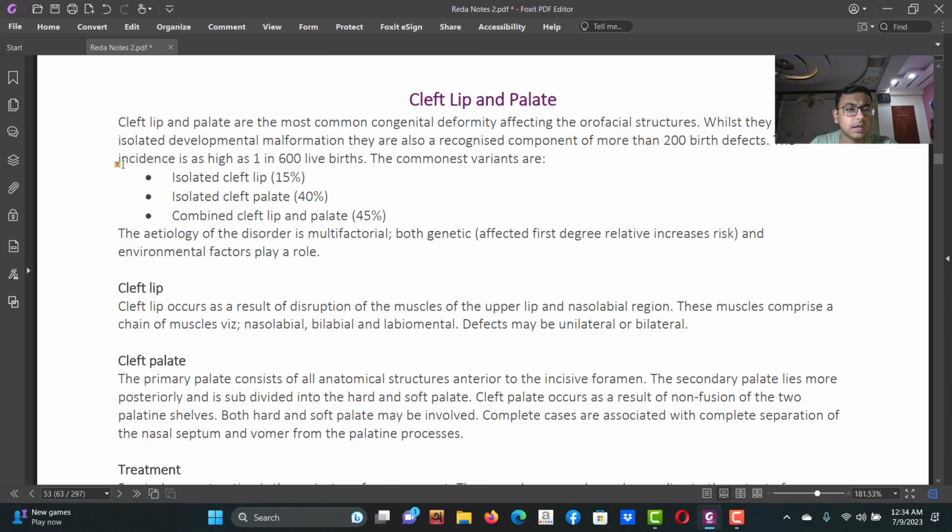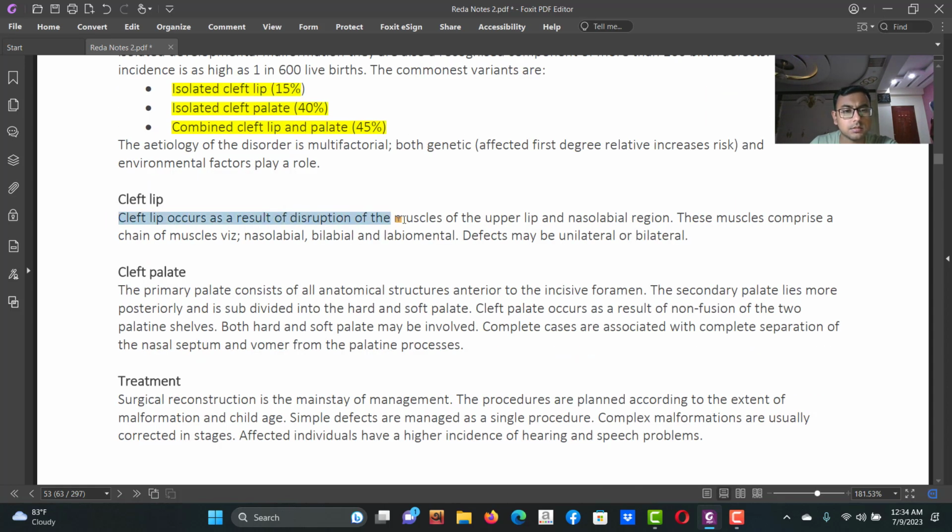The cleft lip and cleft palate. So there are 3 kinds: cleft lip, cleft palate, and combined cleft lip and palate. Cleft lip and palate are the most common congenital deformity affecting the orofacial structures. Okay, now cleft lip occurs as a result of disruption of the muscles of the upper lip and nasolabial fold. And this comprises the muscles of the orbicularis oris, nasalis, and labiomental.